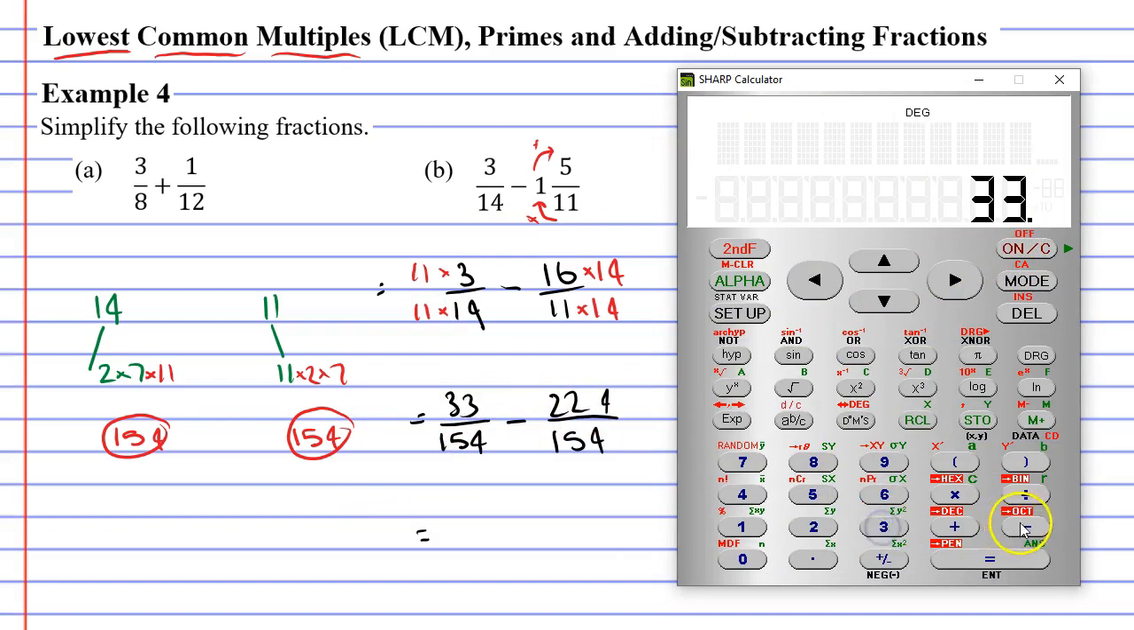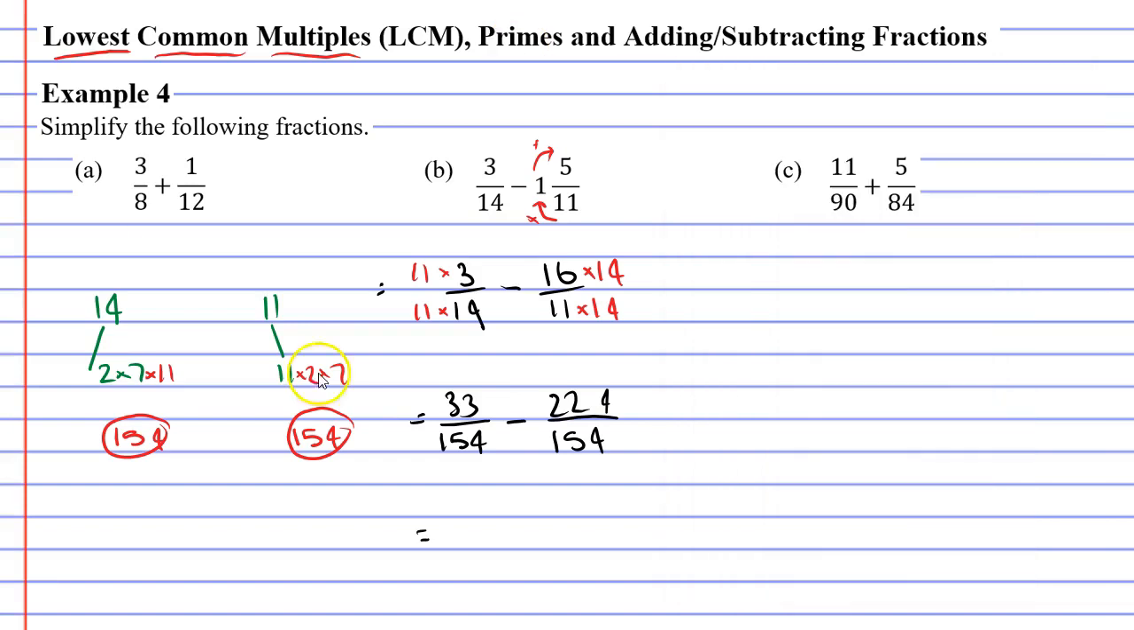33 minus 224. When you're in an exam, you really just want to use a calculator because you don't want to make those little mistakes. We get negative 191. So negative 191, and our denominator stays the same.